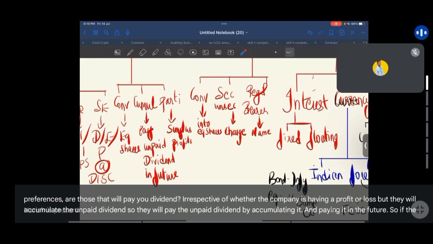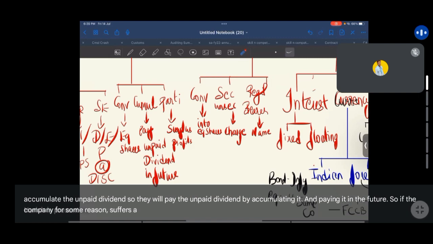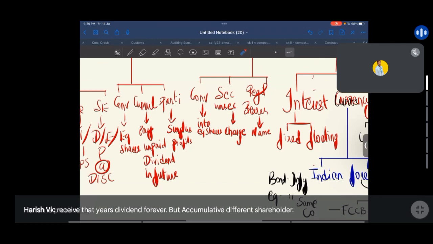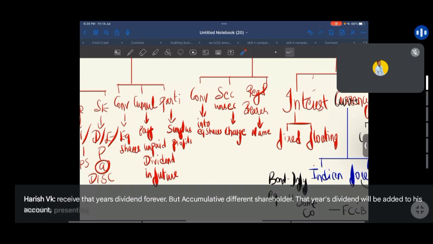So if the company for some reason suffers a loss, a typical preference shareholder will never receive that year's dividend. But for a cumulative preference shareholder, that year's dividend will be added to his account, and whenever the company makes sufficient profits, at that time they will receive the unpaid dividend amount from the previous years whenever the company had suffered a loss.